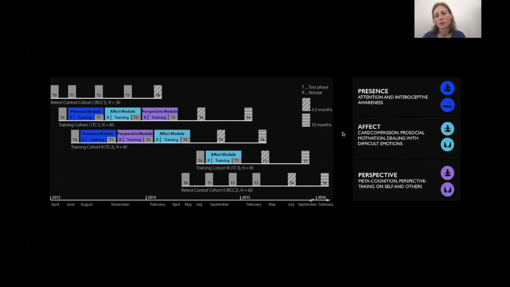In presence, we trained attention and interoceptive awareness, whereas in affect training, we trained social affect, social cognition and emotion, and perspective training was about metacognition, perspective taking on the self and others.